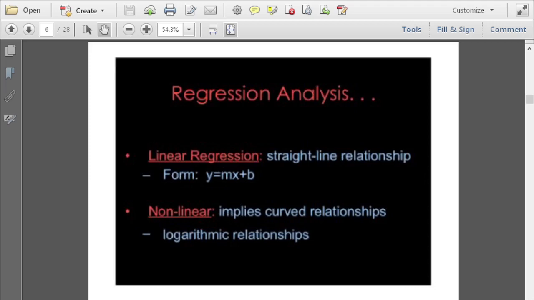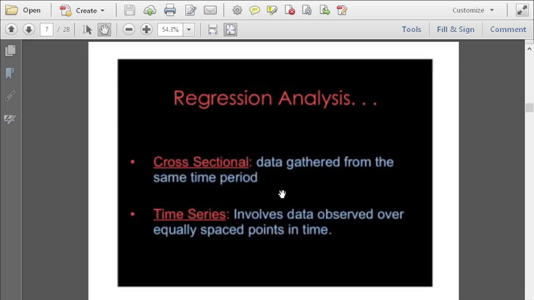Okay, so let's proceed here. In regression analysis, there is linear regression and nonlinear. Linear regression is a straight line relationship, in the form y for the dependent variable is equal to mx plus b. M here is the slope or the coefficient, x here is the independent variable, plus b here is some error. And nonlinear implies a curved relationship, what we call a logarithmic relationship.